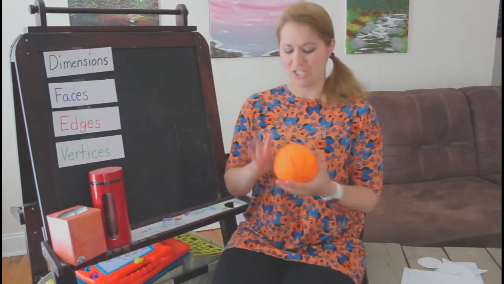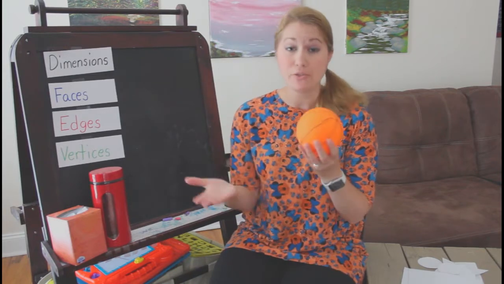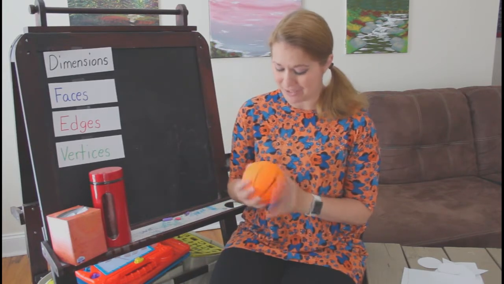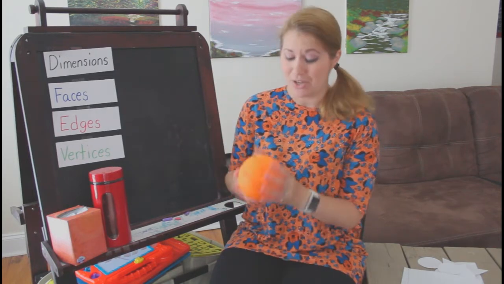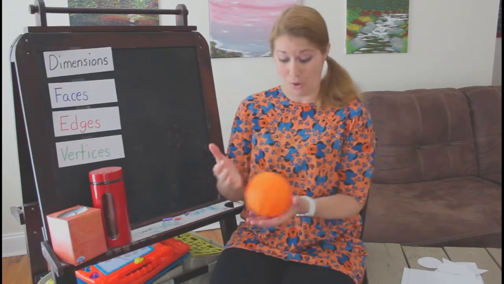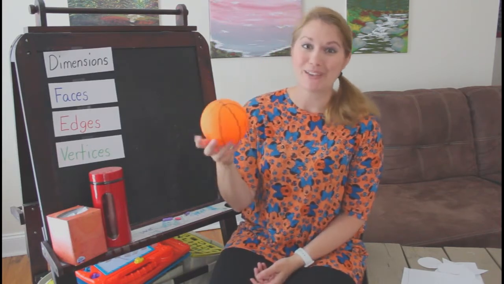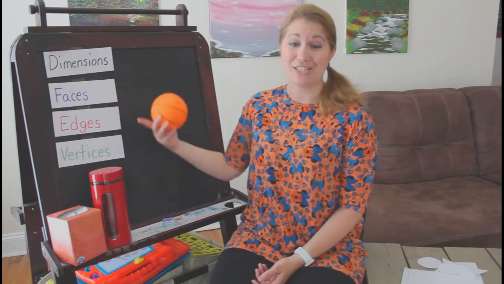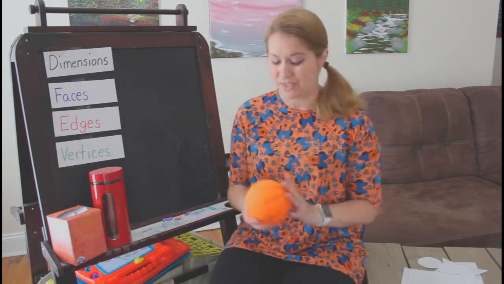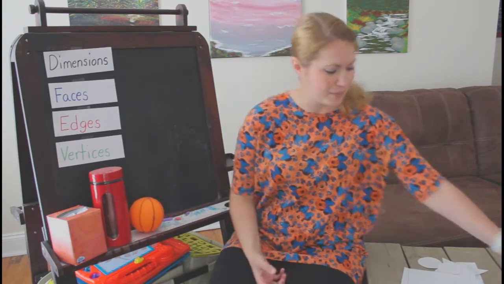I have another unique shape. This one has no surfaces that we can count. It has no vertices, has no edges. This one will actually roll, but that's about it. This is a sphere, and spheres do not have faces, edges, or vertices for us to count. So that is a very unique shape. We actually can't even make a net for that one.